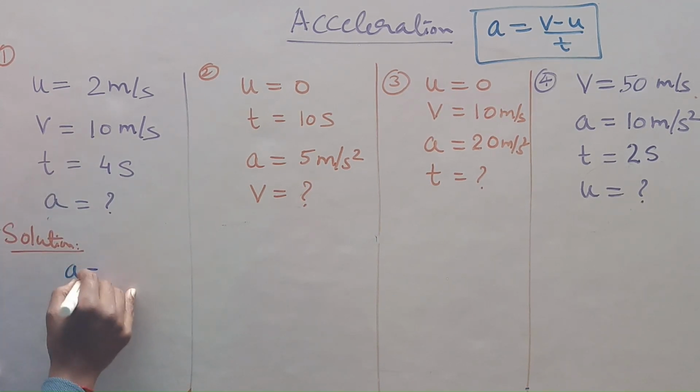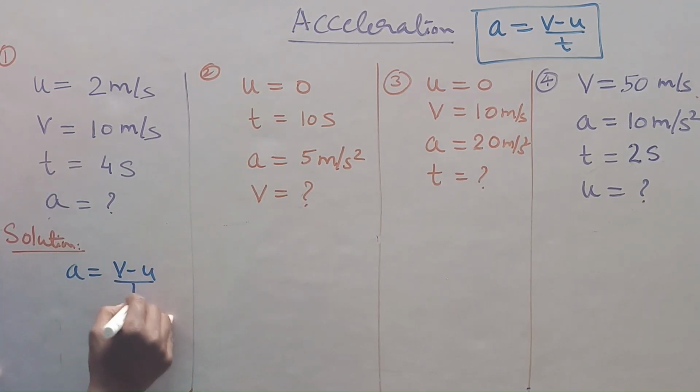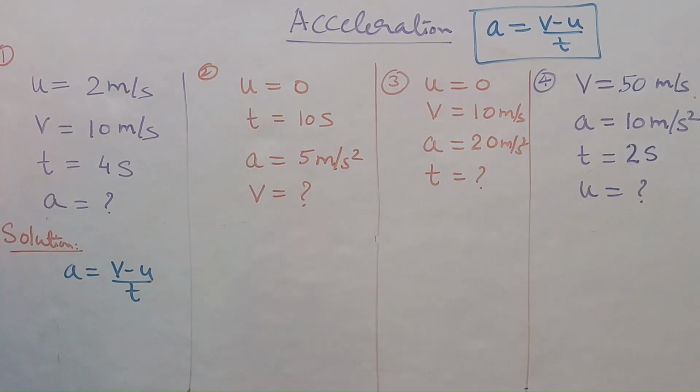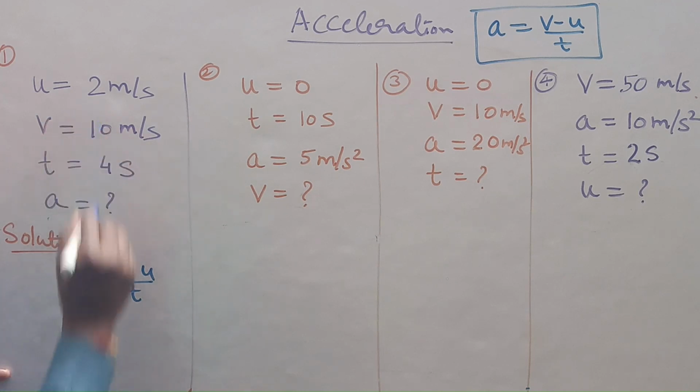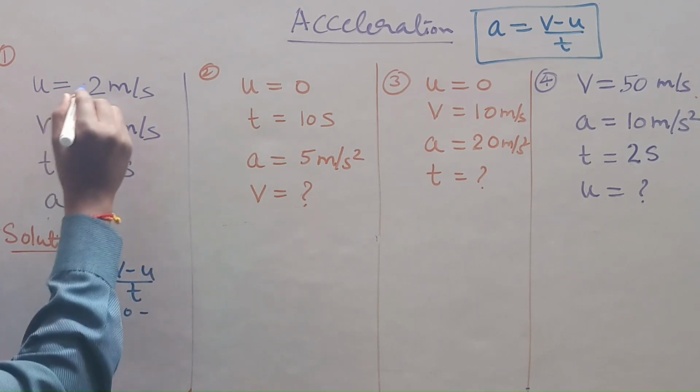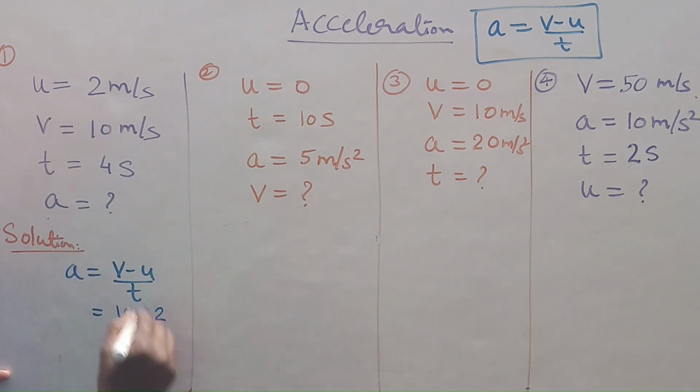Now here, I'll write acceleration is equal to v minus u upon t. I need to find acceleration. Final velocity is given to me as 10. Initial velocity is given to me as 2. Time is given as 4 seconds.